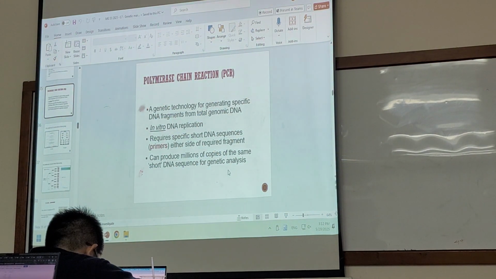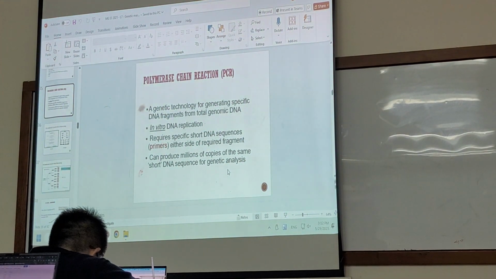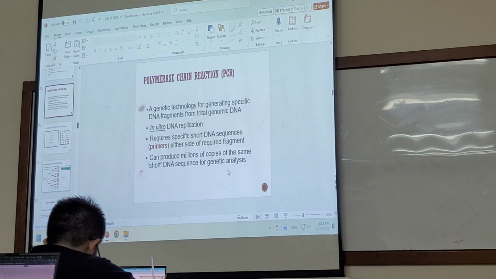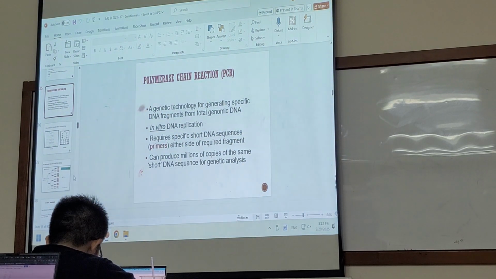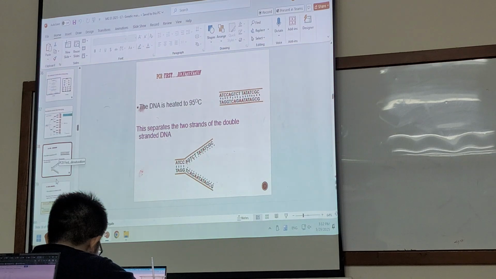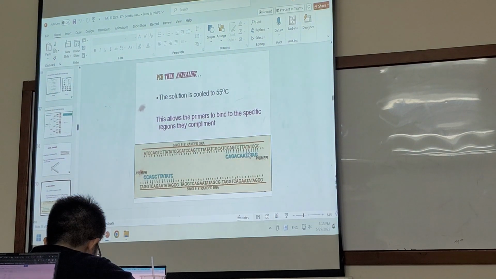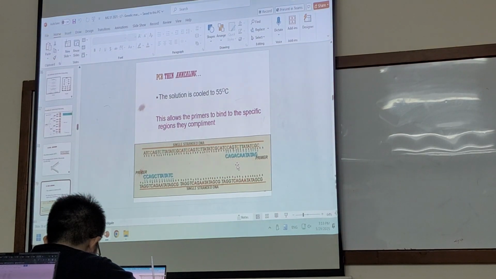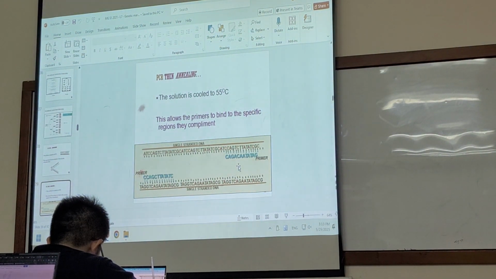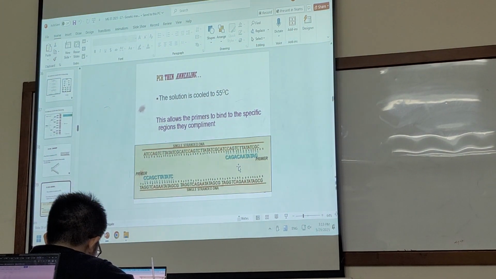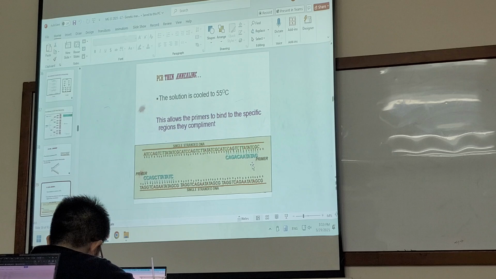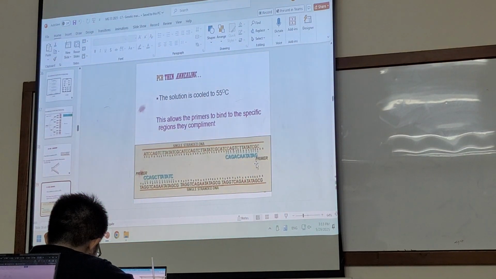For PCR, we need primers. So what is a primer? Because you have another similar term, the probe. Primers are needed together with the template to amplify the DNA. For the probe, what is it? A probe hybridizes with the target sequence. So primer is for the PCR reaction, and probe is for hybridization techniques.